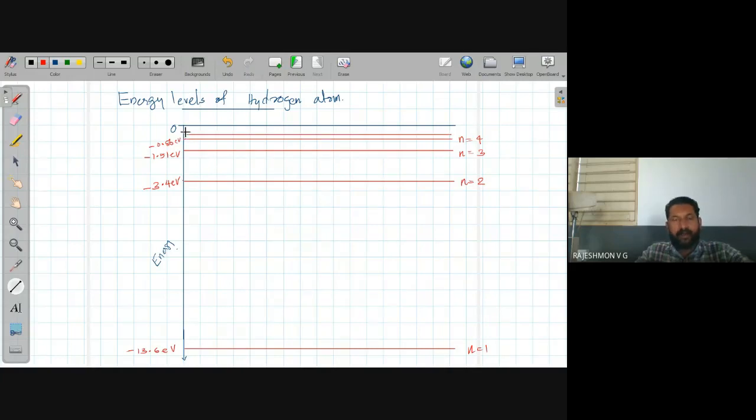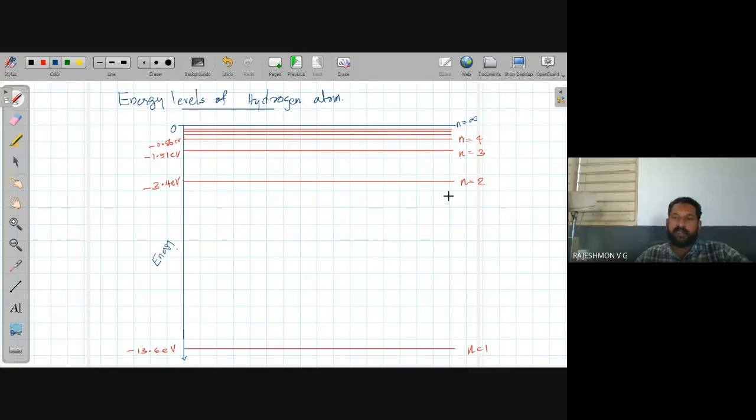Okay, then this will be closely spaced. As you move higher and higher, this will be closely spaced, and it reaches the zero level only for n equal to infinity. This is n equal to infinity, and this energy value is zero. So all the other energy levels will lie within this very small energy range.